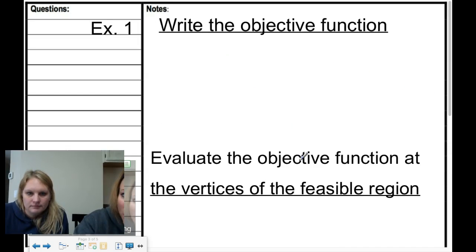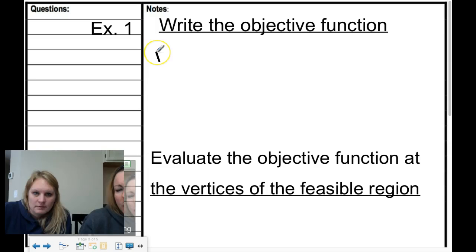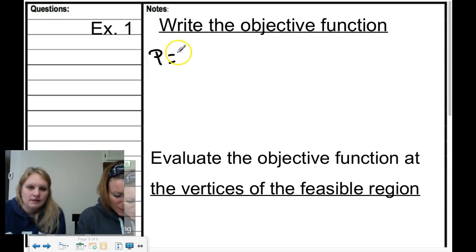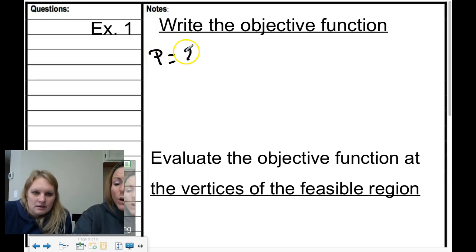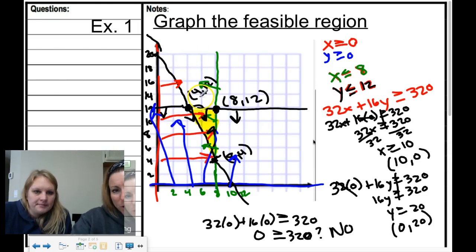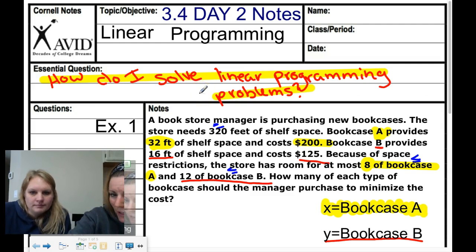So our objective function is going to be P. We always say P. Let me do one more thing and look at the question. What are we trying to do? How many of each type of bookcase should the manager purchase to minimize the cost? So get the lowest amount of money. We're using P, and P goes with objective function. If you want to use C for cost, it doesn't matter. We want to minimize the cost.